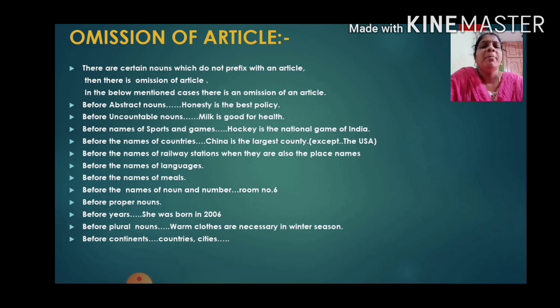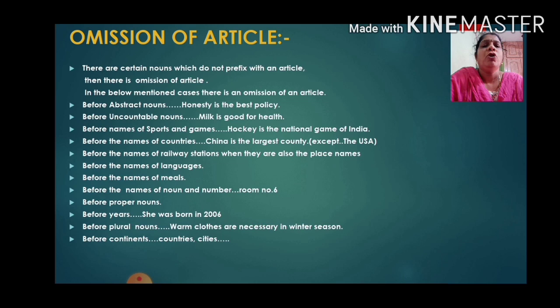Coming to the next one, before years also we don't use an article. She was born in 2006. Next where we don't use an article is before plural nouns. Singular, plural we know. Plural is a many number, large in numbers. In such cases we don't use any article. Warm clothes are necessary in winter season.